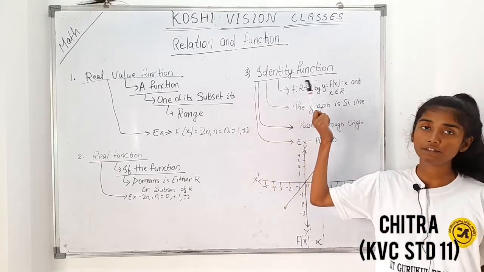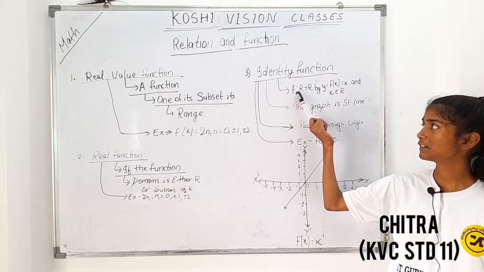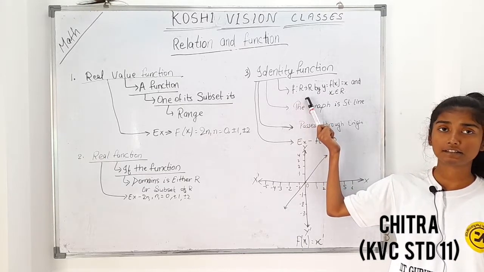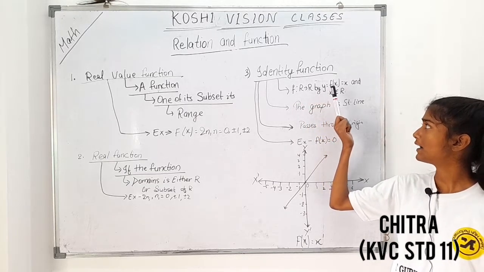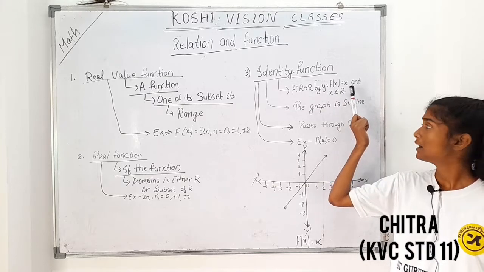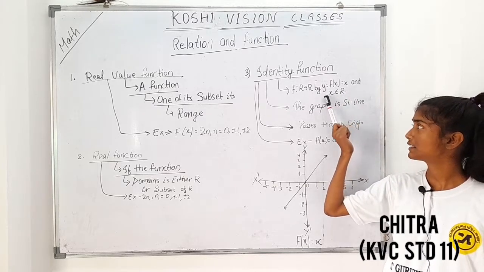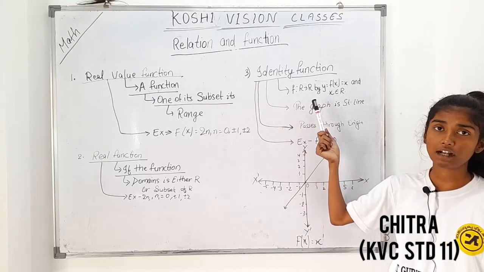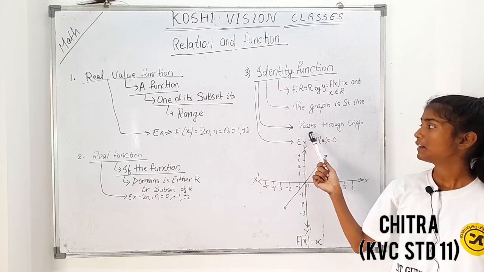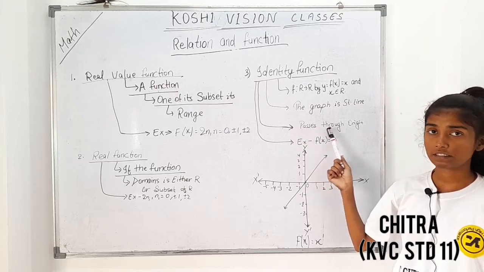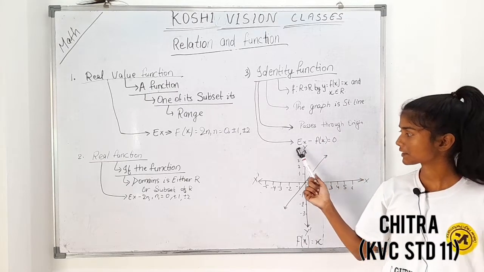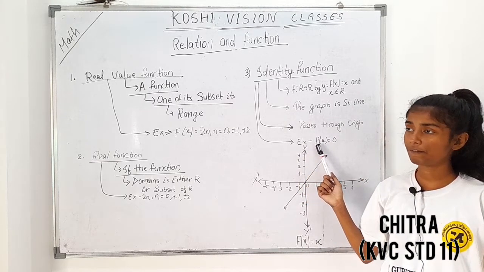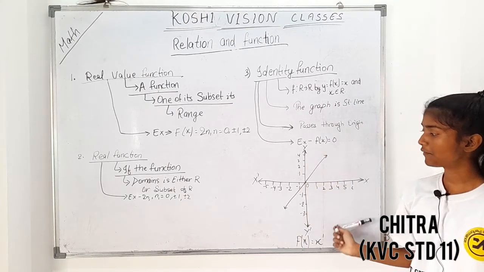Third is identity function. Identity function is f from R to R defined by y equal to f(x) equal to x, where x belongs to R. This function's graph makes a straight line. The graph of this function passes through the origin. Example, f(x) equal to 0. Here is the graph of f(x).